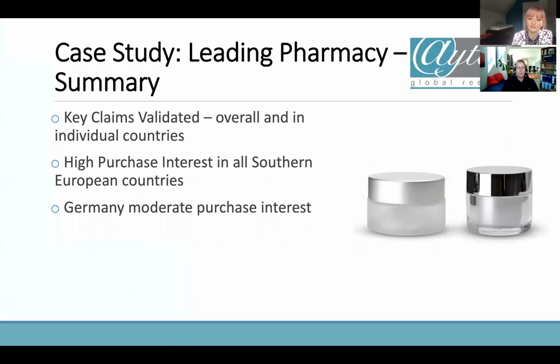So just to briefly summarize it, the key claims are validated overall and in all countries. We have a high purchase interest in all Southern European countries, which is probably also, with this kind of heat product, the most relevant ones.